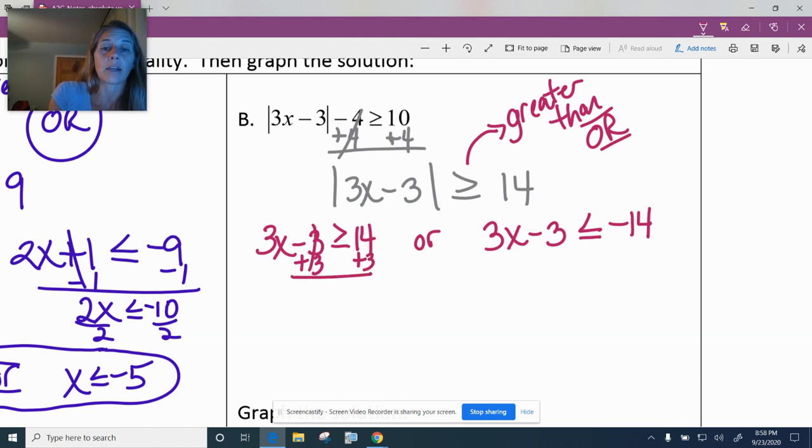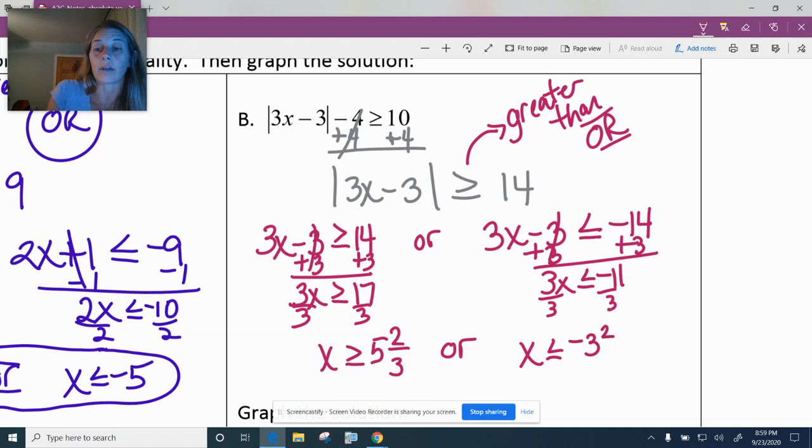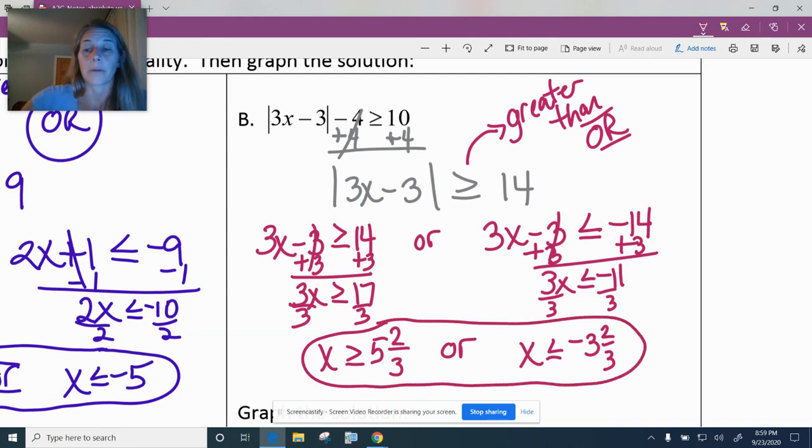Let's start by adding 3, dividing by 3, and I get x is greater than or equal to 17/3, or if you write it as a mixed number, that would be 5 2/3. Or we're going to solve this one, see what we get. 3x is less than or equal to negative 11, and divide by 3. X is less than or equal to negative 11 over 3, or you could have negative 3 2/3. So that is my answer there.